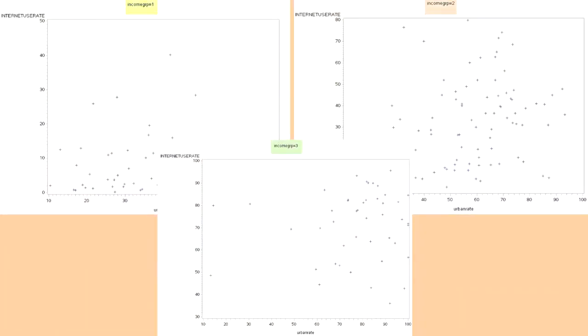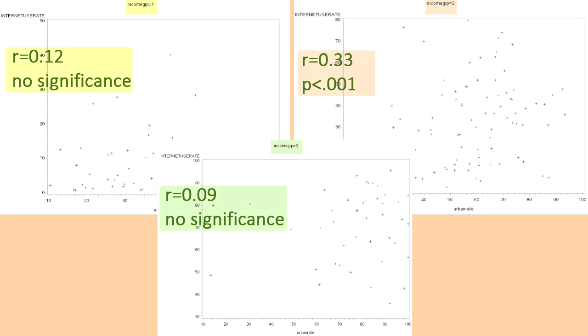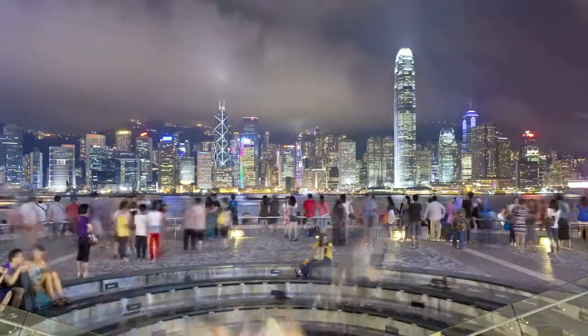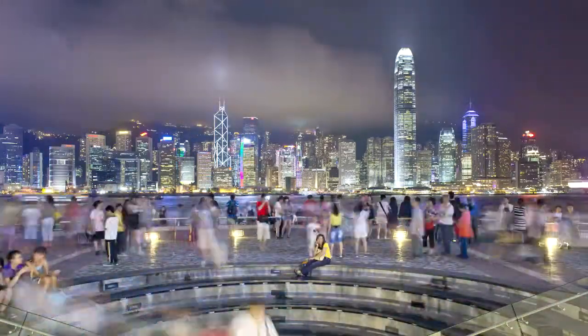When we map these findings onto the associated scatter plots for each income group, we're able to better visualize the significant and non-significant relationships. Estimating a line of best fit within each scatterplot shows the positive association between urban rate and internet use rate among the moderate income countries, and almost no relationship between those two variables in both the low income and high income countries.